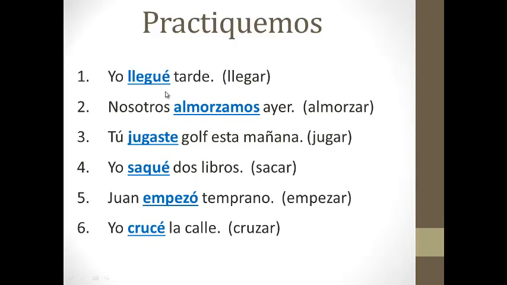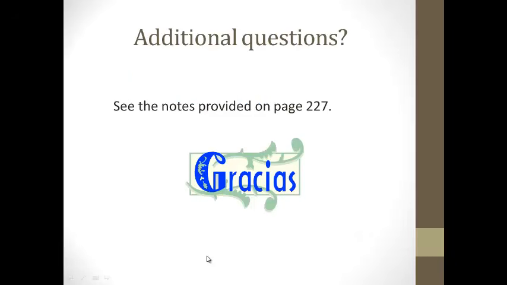Notice your yo form spelling changes occurred in 1, 4, and 6. Okay, if you have any additional questions, please see the notes provided on page 227.